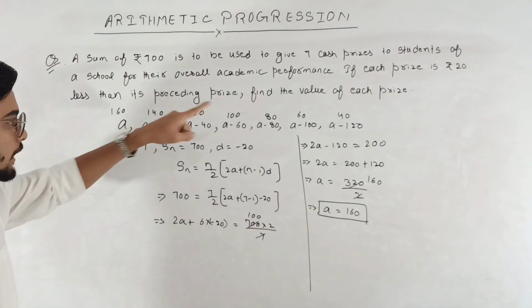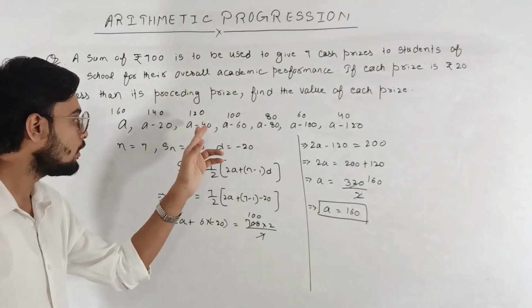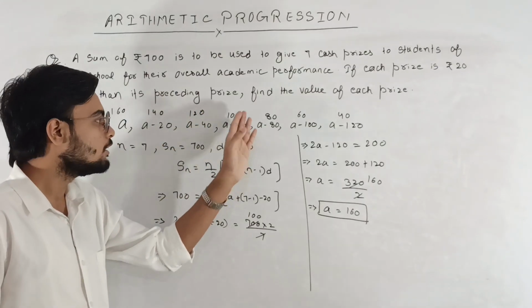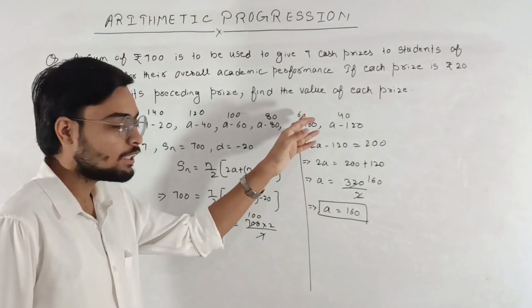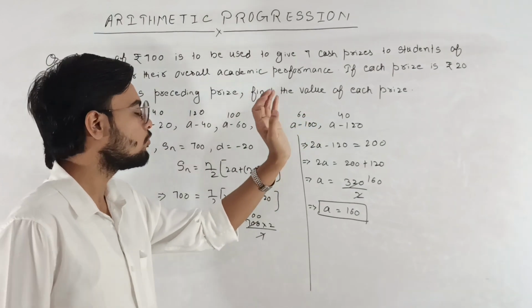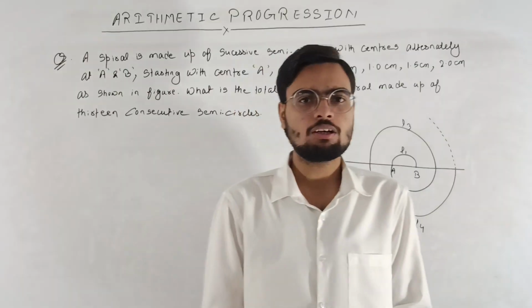So first prize is 160, then second prize is 20 less than that, which is 140, third is 20 less than that, 120, fourth is 20 less than that, 100, fifth is 20 less than that, which is 80, then sixth is 80 minus 20, so this is 60. Now the seventh one is again 20 less than that, which is 40.